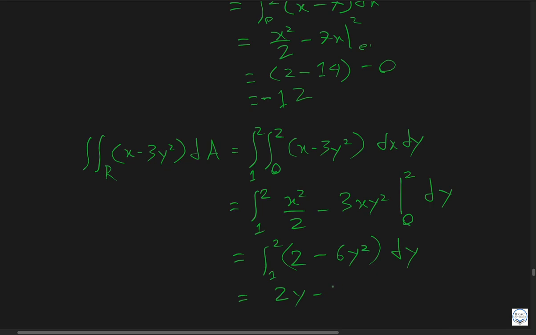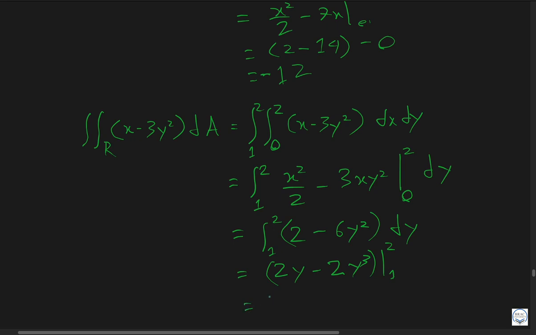Now we do the y integration. Twice y minus 6 by 3 is just 2y cubed. This will be 4, 2 into 2 is 4, minus 2 cubed is 8 times 2 is 16, minus 16, minus 2 into 1 is 2, and 2 into 1 cubed is also 2. So we got 2 minus 2 into 1 cubed is 2. 2 minus 2 is just 0.